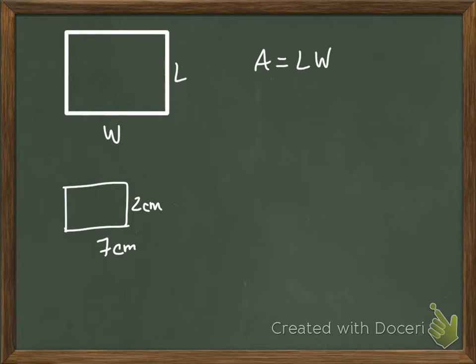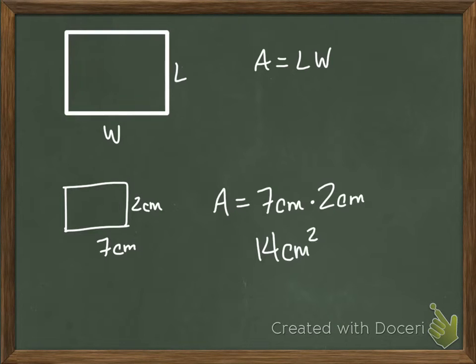If you have a rectangle or a square, the area is just your length times your width, or your width times your length. It doesn't matter what order you do it in. So if you have a small rectangle, 2 centimeters by 7 centimeters, our area would be our length times our width. Our length is 7 centimeters. Our width is 2 centimeters, or height. We're going to multiply them. 7 times 2 is 14. Centimeters times centimeters gives us centimeters squared. So that's our area.